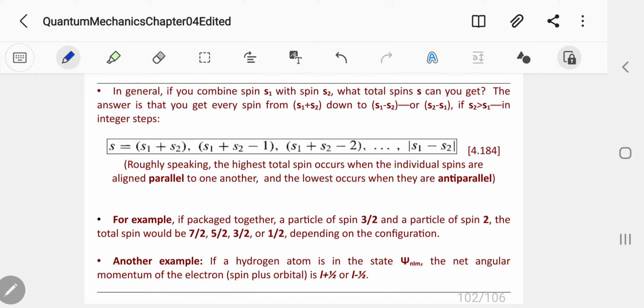So now, if a hydrogen atom is in the state phi NLM, the net angular momentum of the electron, spin plus orbital, is equal to L plus 1/2 or L minus 1/2.